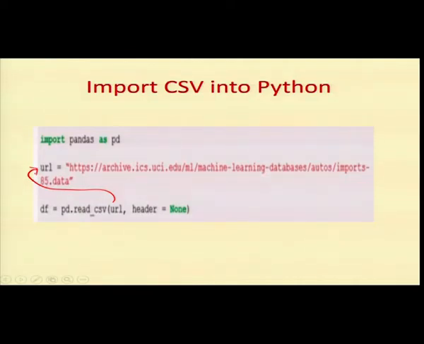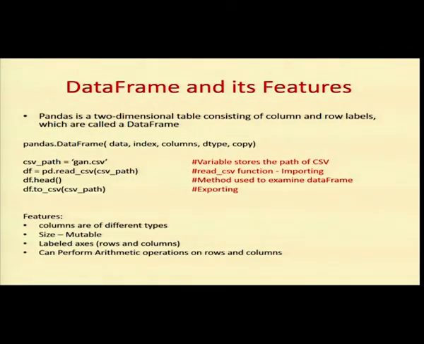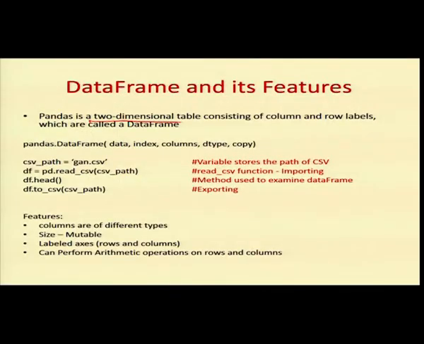What is this url? This url is this variable name. url comma header equal to None, which means I have not given any header. What is a header? How do I give the header? We will see. So header equal to None. Now, we will move on to what a data frame is. Pandas has a two-dimensional table consisting of column and row labels. That is called a data frame.